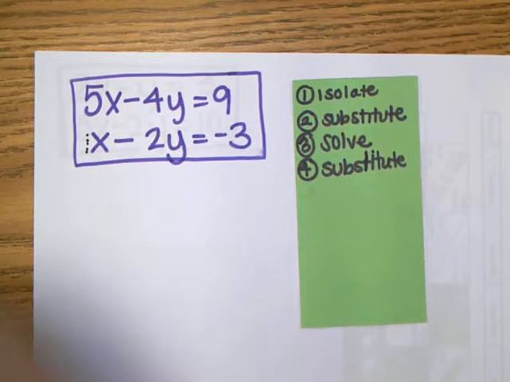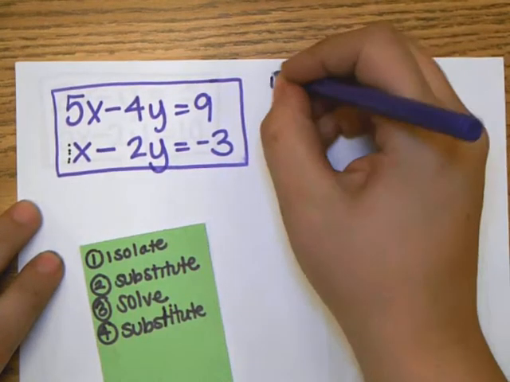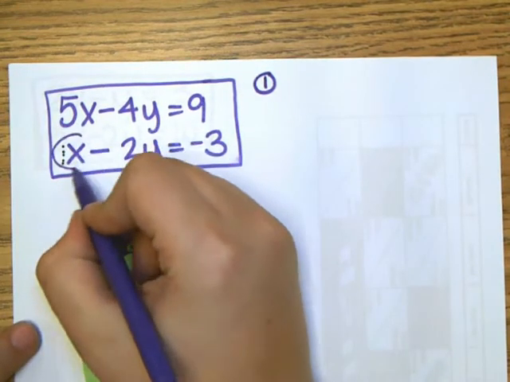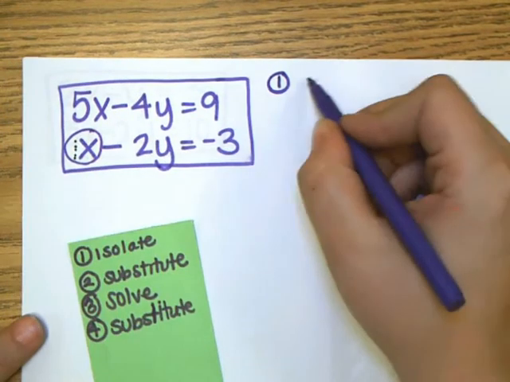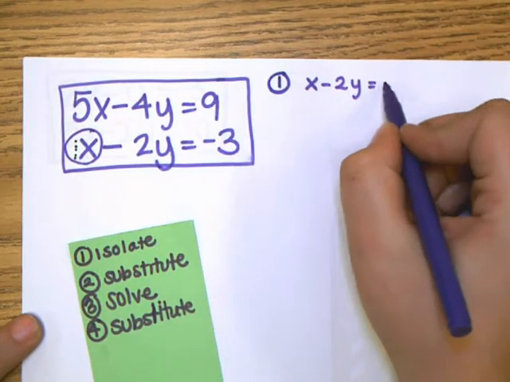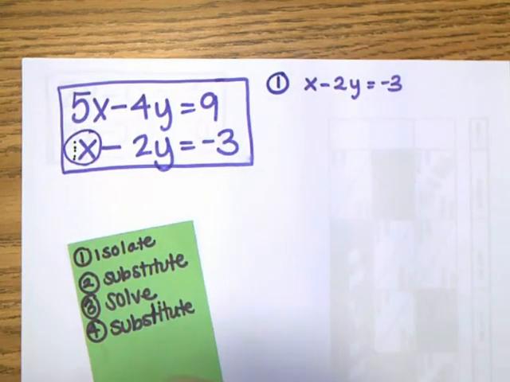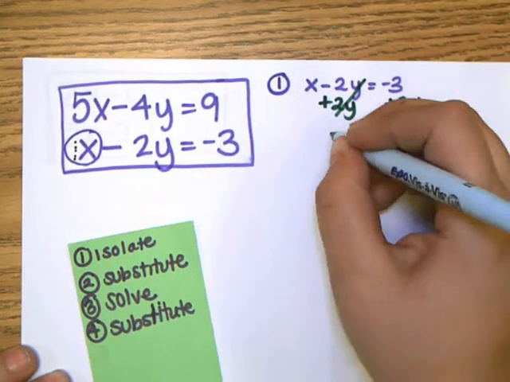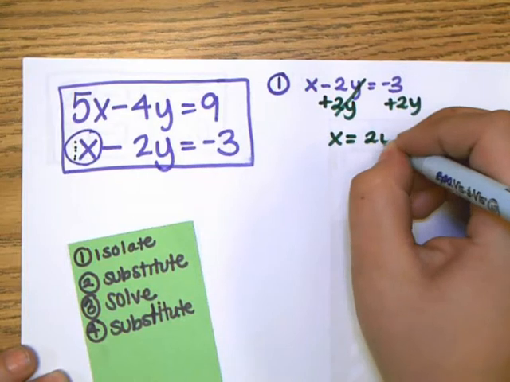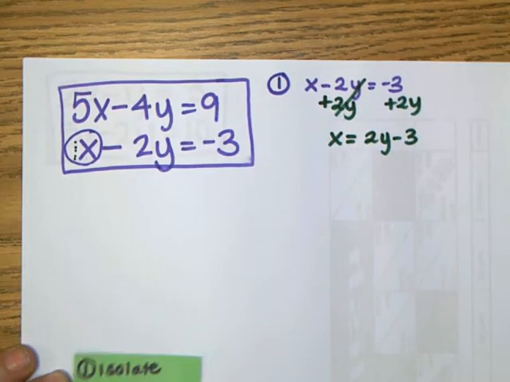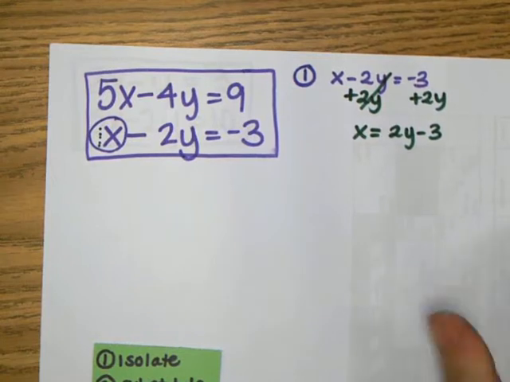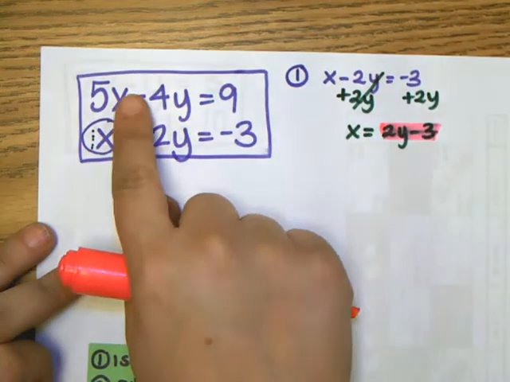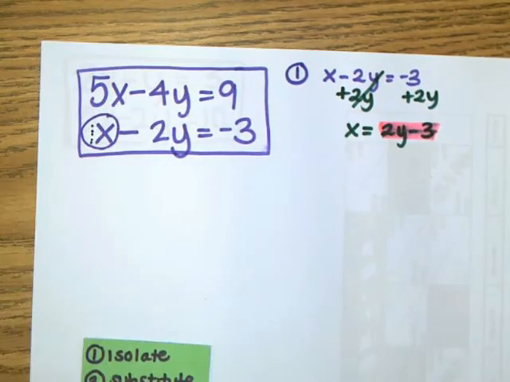So what we have to do here is step 1. I picked this one here, so I'm going to circle it. I need to get this by itself. So to do that, I'm going to need to add 2y. Now the x is by itself. So now that the x is by itself, I am going to plug this in for x right there.